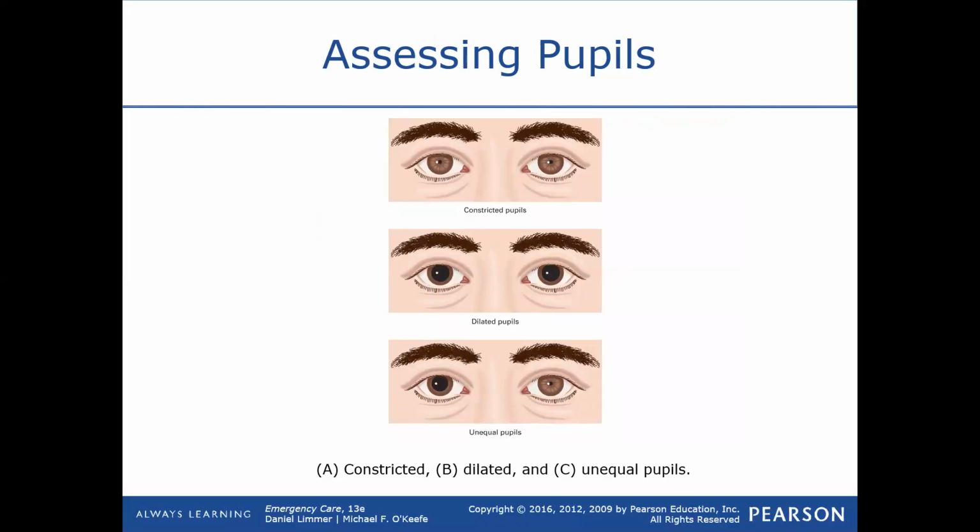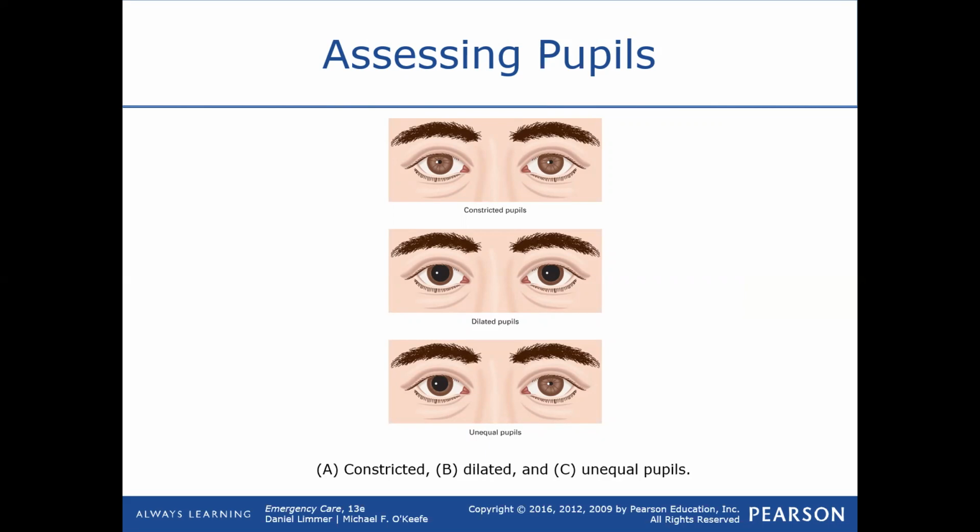Here's an example right here. So constricted pupils, see how small that looks in the top there? All right, dilated on the bottom, they look a lot bigger. And then unequal. So we want them to be equal. Now it looks like they shine the pen light into the right eye of this guy on the bottom, but the left eye is not reacting, okay?